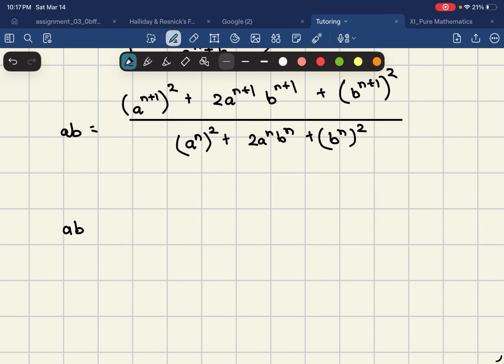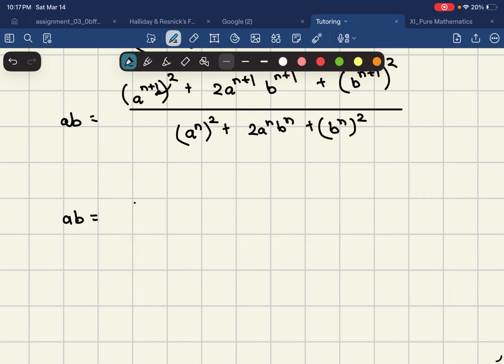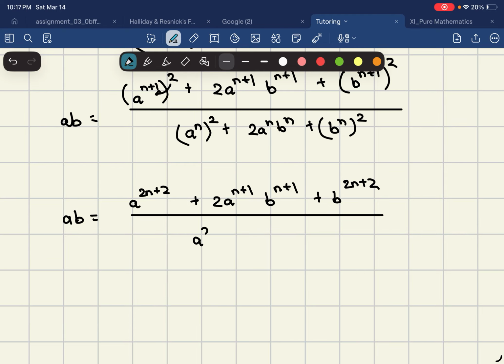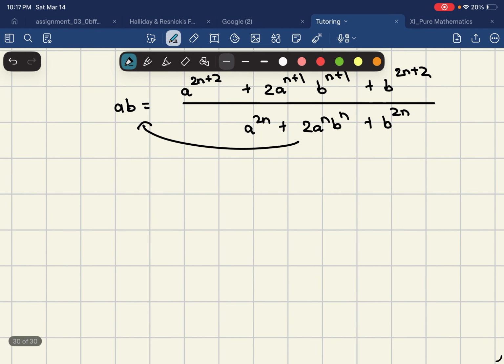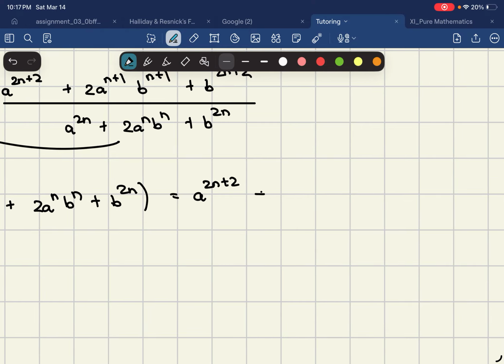Alright, so ab, now I can multiply 2 and the power here. So I get a 2n plus 2 plus 2a to the power n plus 1 b to the power n plus 1 plus b to the power 2n plus 2. And in the denominator, I have a to the power 2n plus 2a to the power n b to the power n plus b to the power 2n. So now if I take the denominator to this side and multiply, I get this expression. Plus b to the power 2n is equal to a to the power 2n plus 2 plus 2a to the power n plus 1 b to the power n plus 1 plus b to the power 2n plus 2.